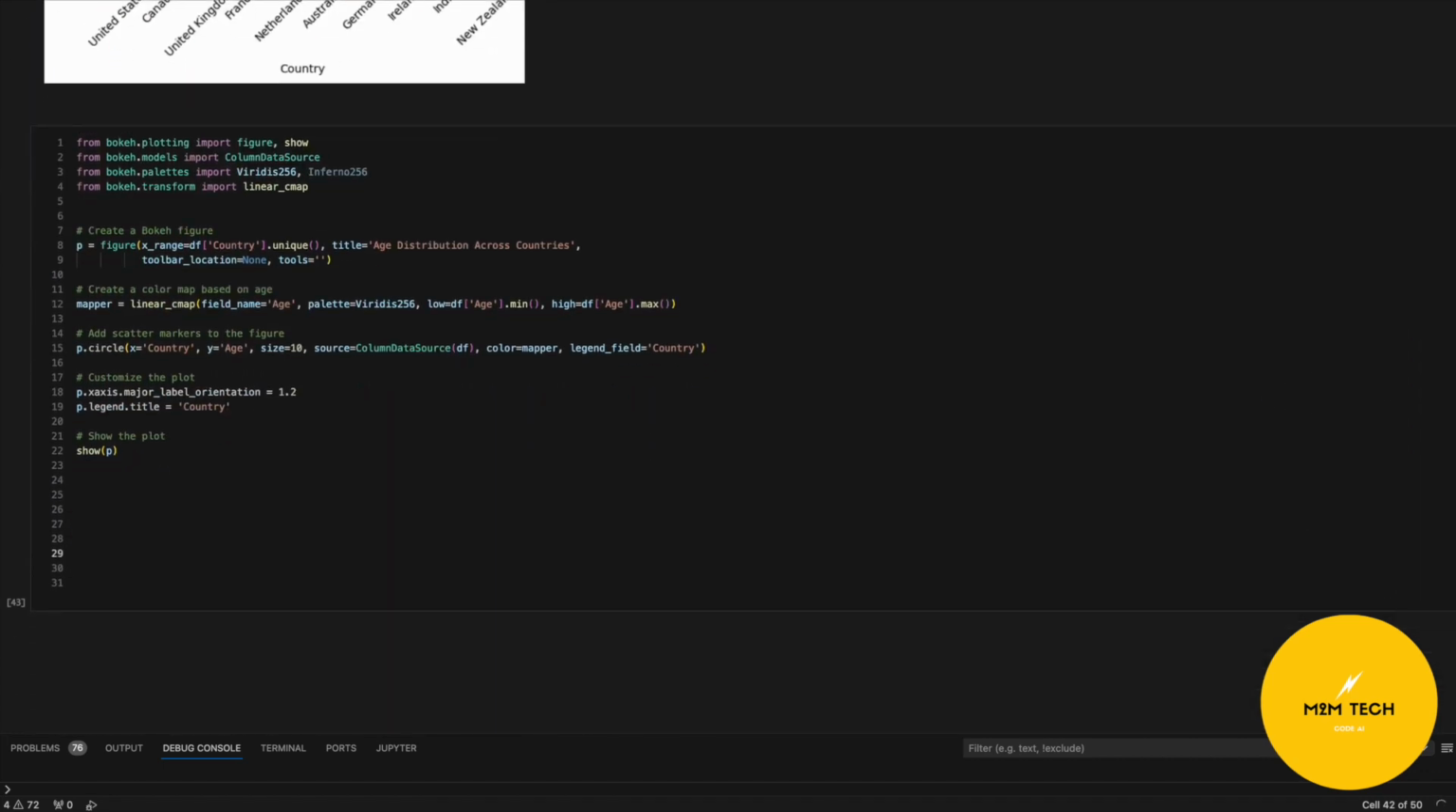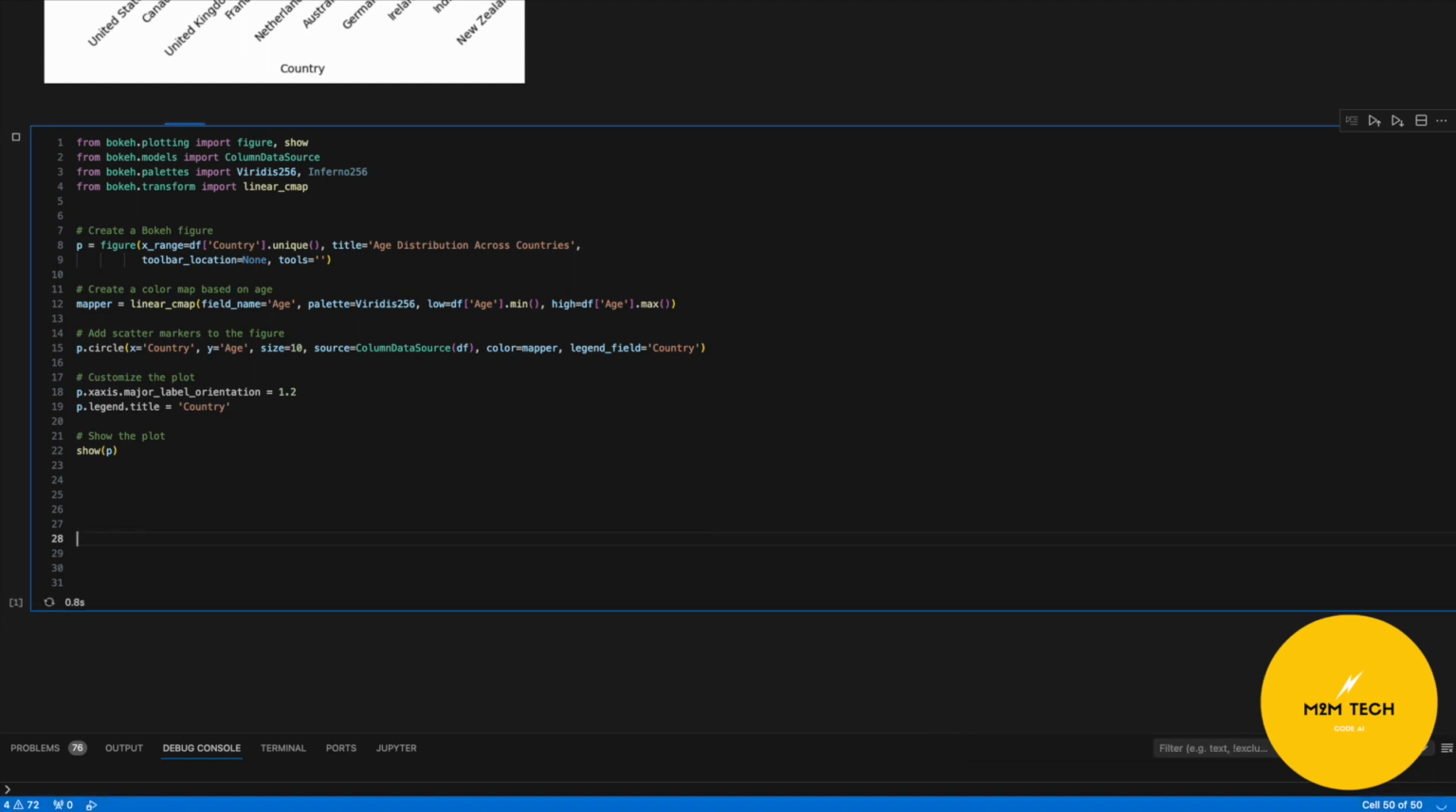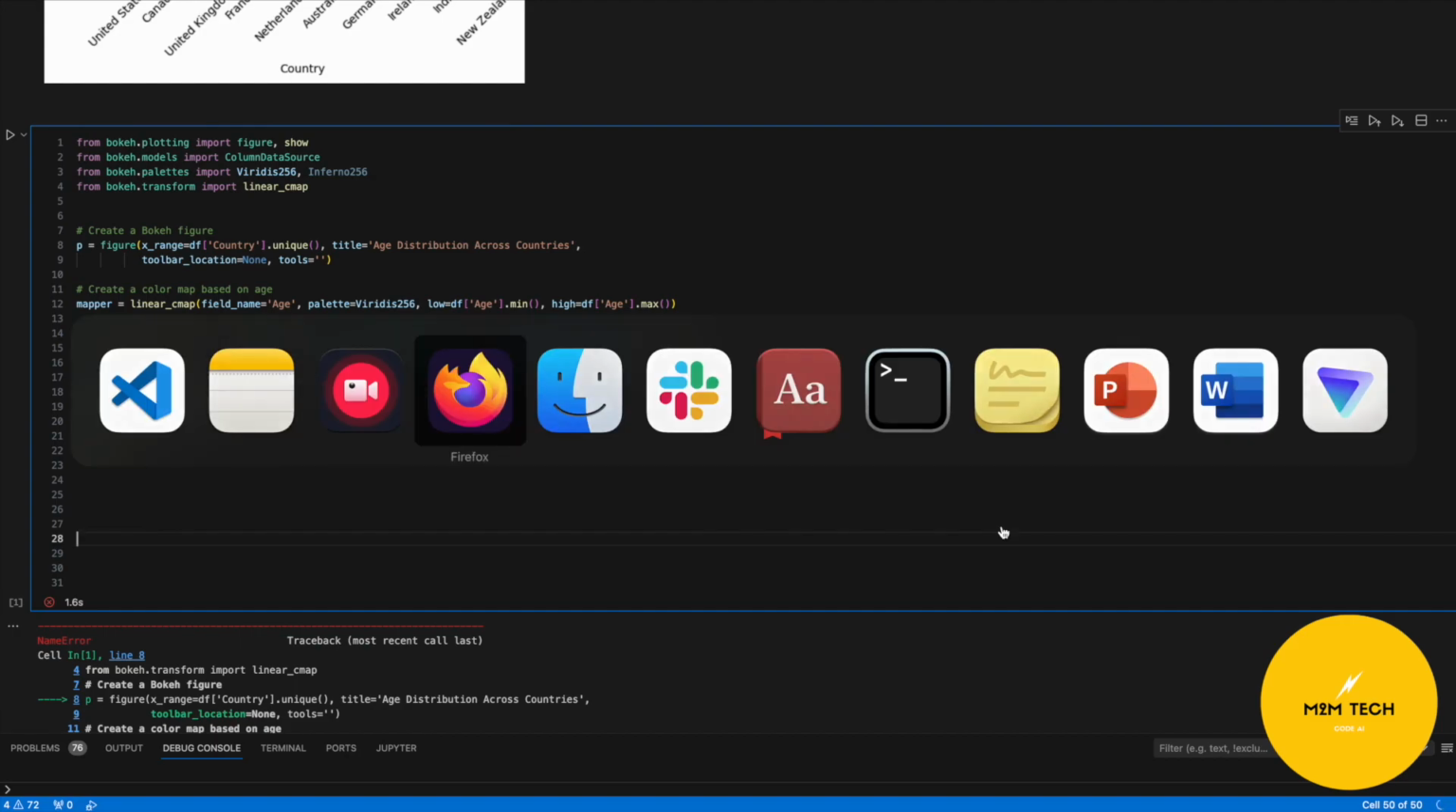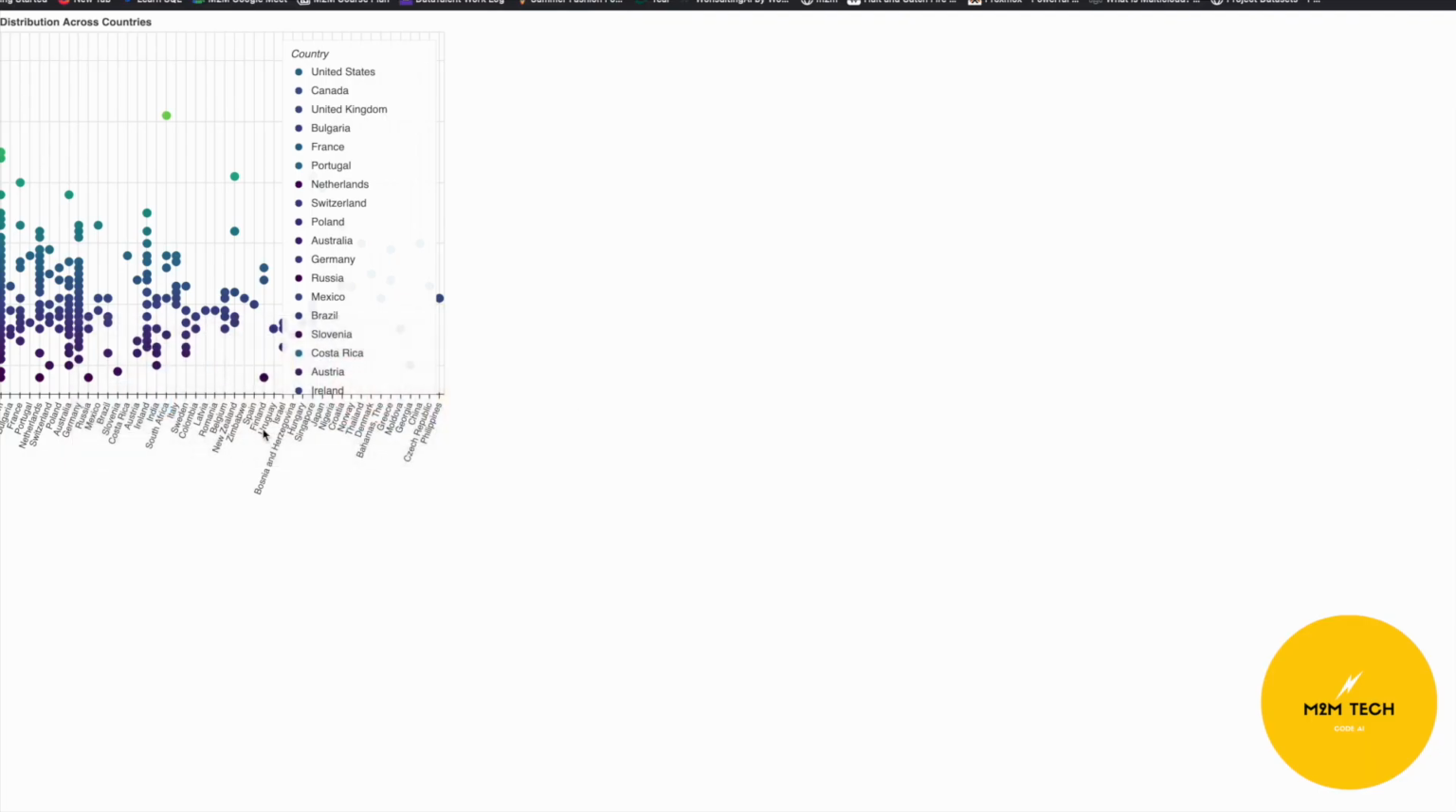And then using Bokeh to show off, we got this plot showing the age distribution across the countries. Okay, that was it. Thank you.